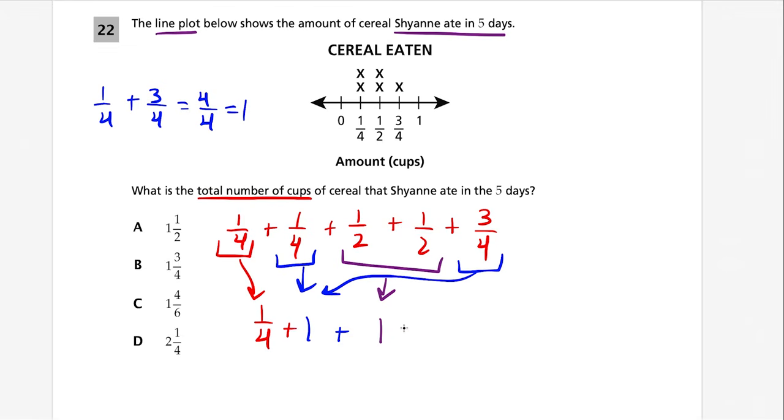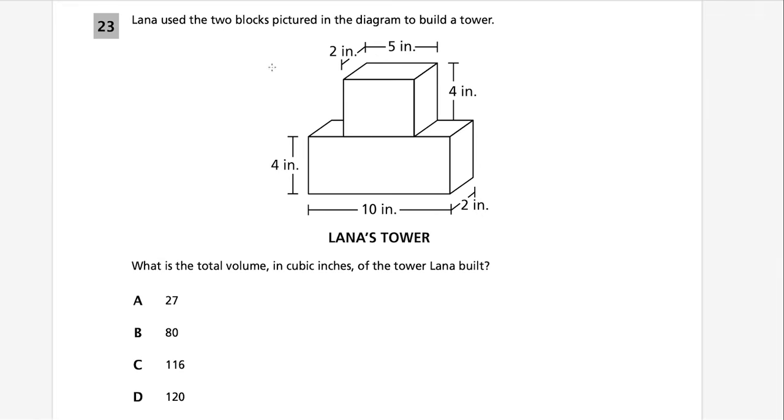So when you add this stuff together, this is going to give us 1 plus 1 is equal to 2, plus the 4th is equal to 2 and 1/4. So definitely choice D. All right, question 23, we want the total volume in cubic inches of this tower that Lana built, and it's 2 blocks, which are rectangular prisms.